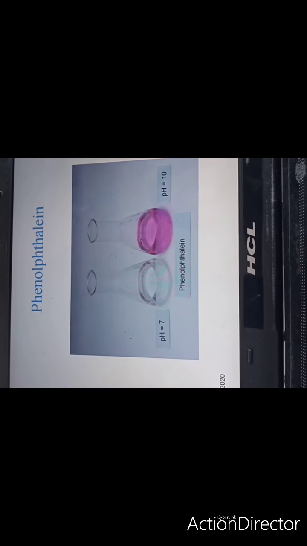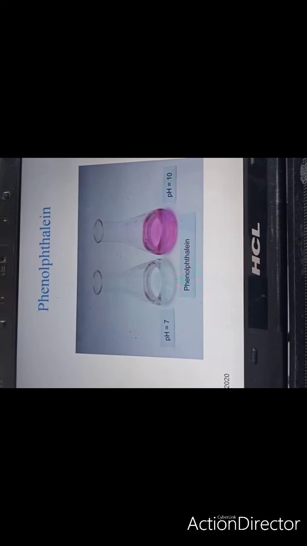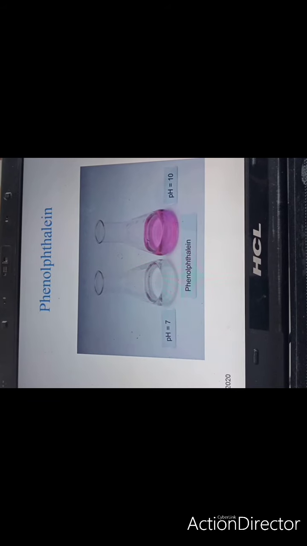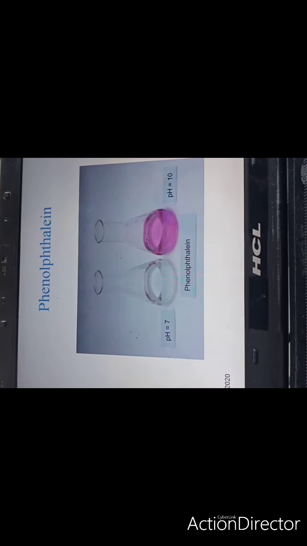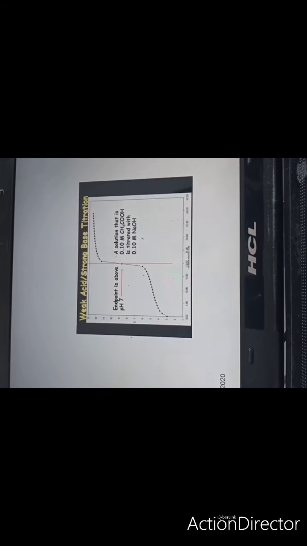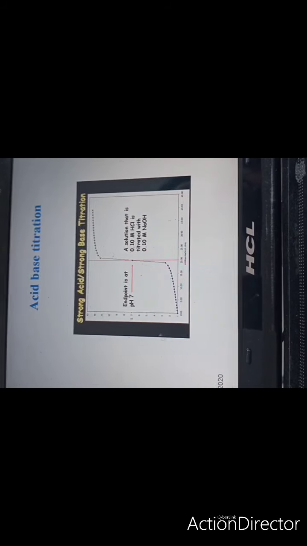So this is a phenolphthalein indicator, which is generally colorless at pH 7 and less, and at pH 8 to 10 it shows a pink color. So while titrating, if there is a change in the pH, there will be a change in the color of the indicator. So we can apply this here when we were doing the acid-base titration.